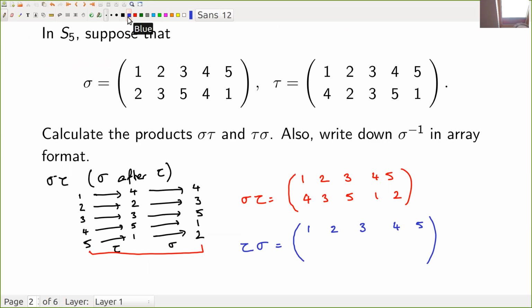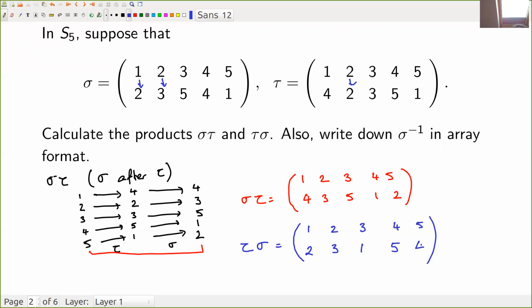If we start with 1, we're applying sigma first. Sigma takes 1 to 2, and then tau takes 2 to 2. So overall, applying sigma first and then tau takes 1 to 2. Sigma takes 2 to 3, and then tau takes 3 to 3. So overall, 2 goes to 3. Sigma takes 3 to 5, and then tau takes that 5 to 1. So overall, in the composition, 3 goes to 1. Sigma takes 4 to 4, and then tau takes 4 to 5. So overall, 4 goes to 5. And if we're right so far, the last one should be 4. Let's see. Sigma takes 5 to 1, and then tau takes 1 to 4.